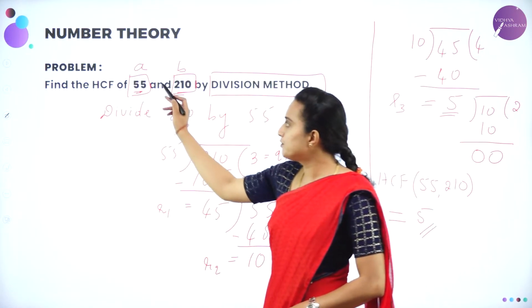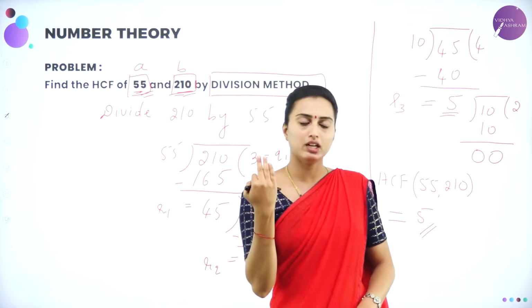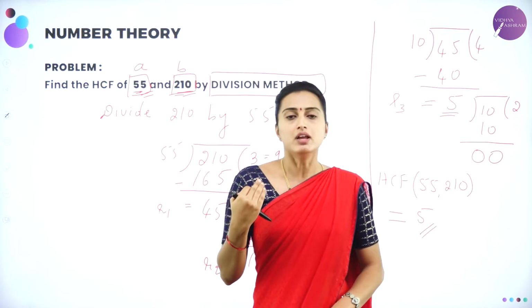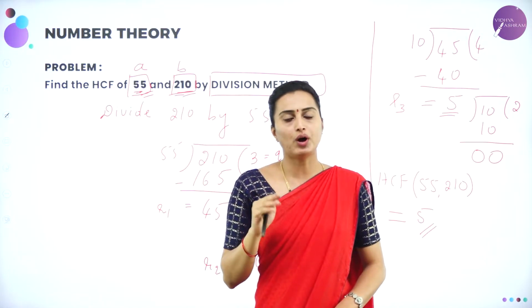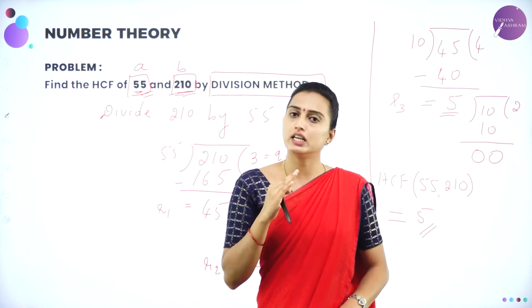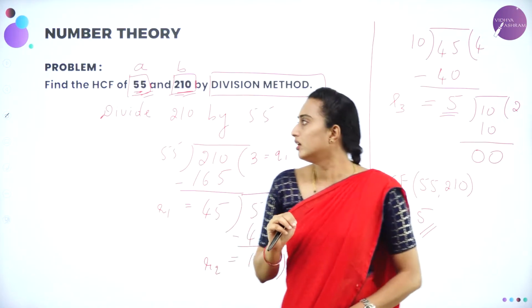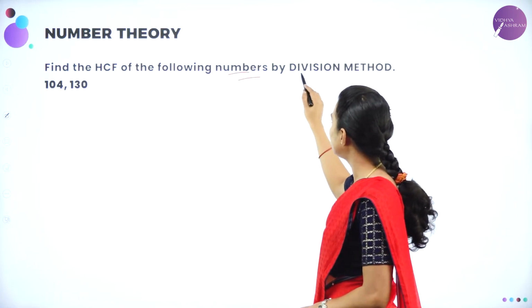Here I have chosen two numbers. They may ask you for three numbers also. At maximum, they will be asking for three numbers. Minimum, they are going to ask for finding the HCF of two numbers by division method. Got it? Next I have taken here, find the HCF of the following numbers by division method.